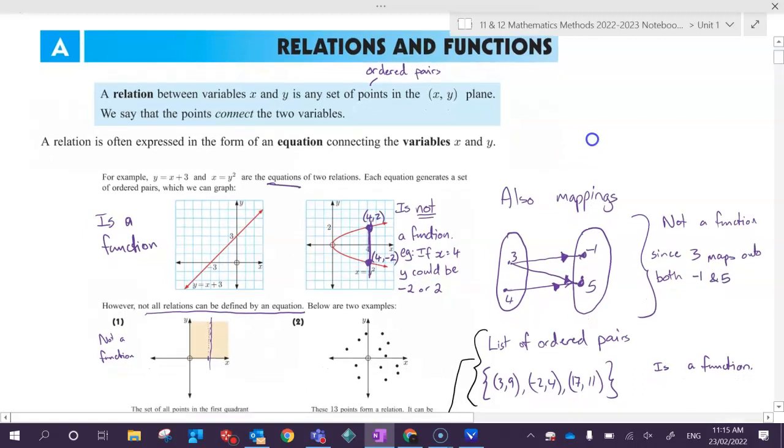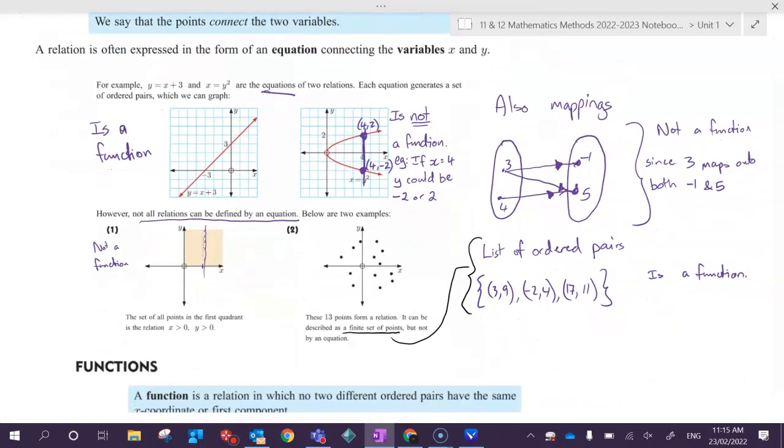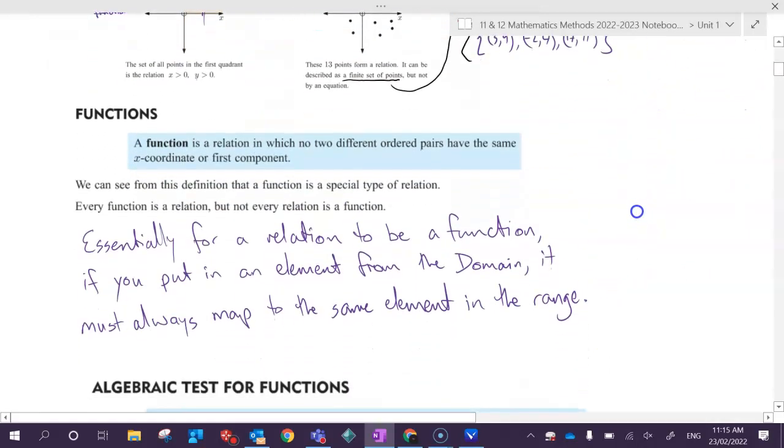So we had a little look at relations and functions, and we talked about functions being special relations. They're the special ones where the first element in an ordered pair can only ever go on to, at most, one other value. So I'm going to skip down a little bit. You can see the definition there. A function is a relation in which no two different ordered pairs have the same x-coordinate or same first element. It means if you put a number into a function, it always gives the same answer.